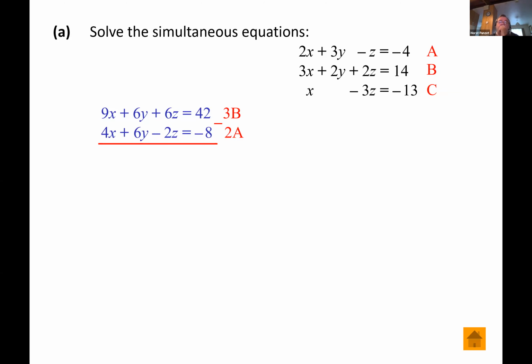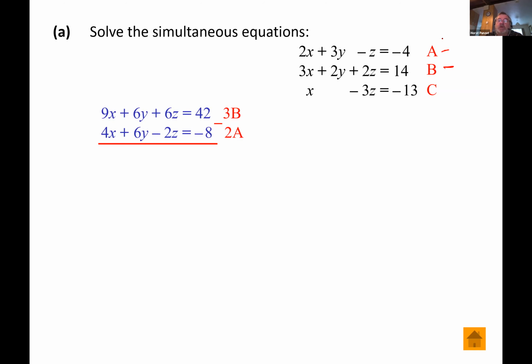All right. So in this case, we're going to take our B equation here. We're going to multiply that by 3, and that will give us 6y. We're going to multiply A by 2, which will give us 6y, and then we can eliminate the y by subtracting. Again, if you want to multiply one of them by a negative number, that will allow you to add as well.